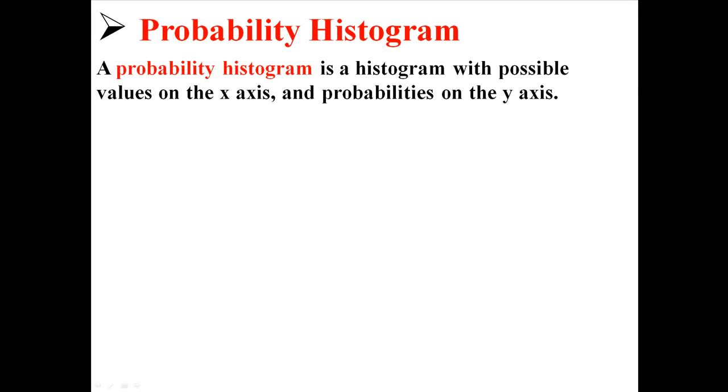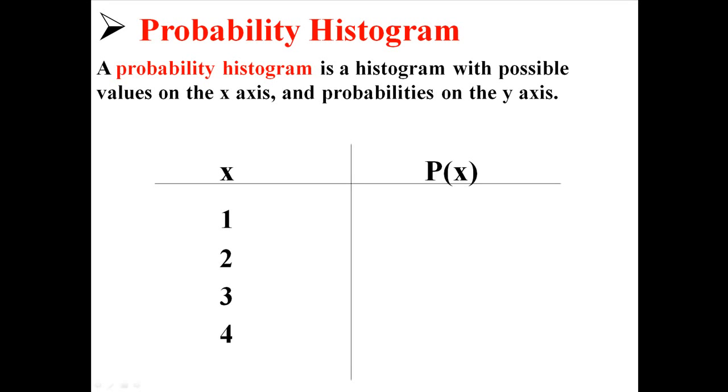Now we could use this to create something called a probability histogram. A probability histogram is a histogram with possible values on the x-axis and probabilities on the y-axis. So I'm going to create a probability distribution right here. I'm just going to make up some x's. I'm going to call them 1, 2, 3, and 4. And I'm going to make up some probabilities to be associated with those: 10%, 15%, 35%, and 40%.